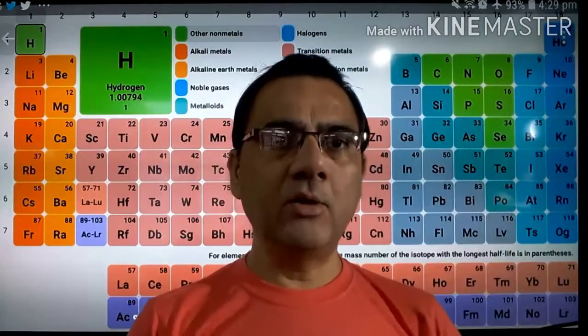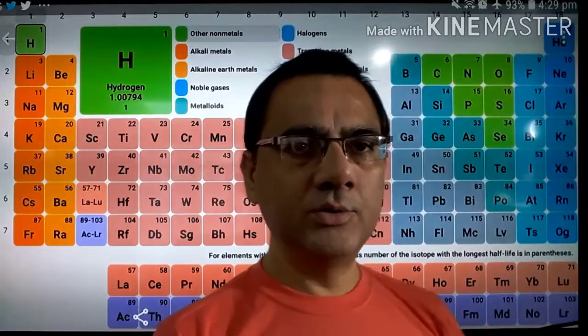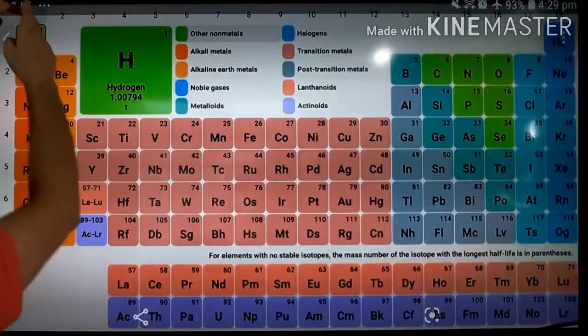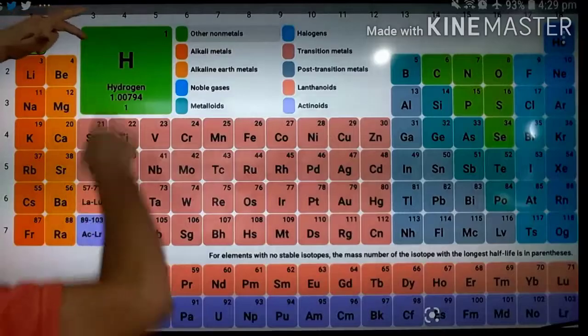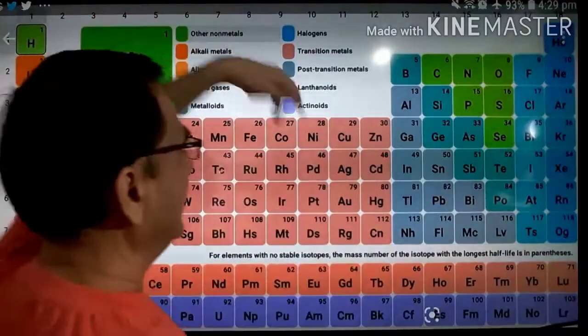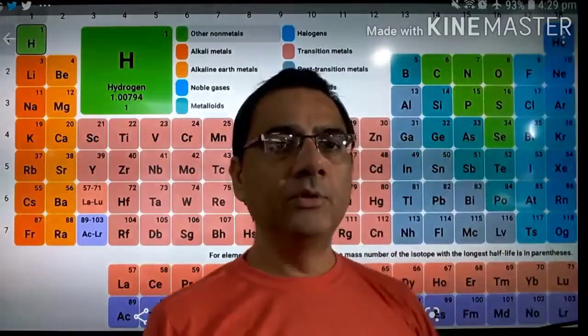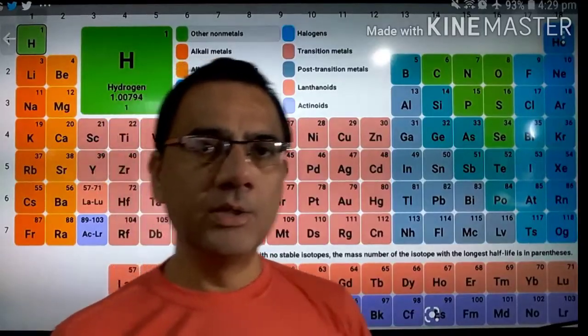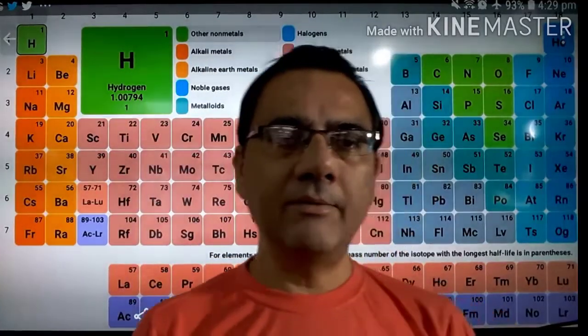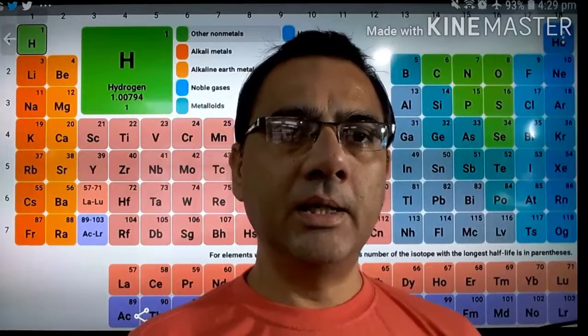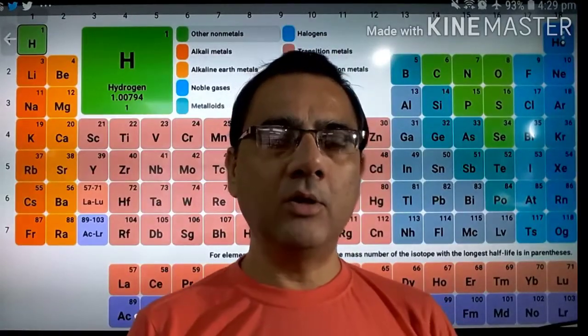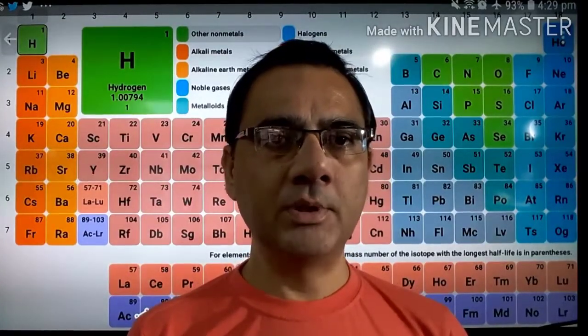Now see the vertical columns, how many vertical columns are there? So you see the vertical columns, this is vertical column 1, this is 2, this is 3, 4, 5, 6, 7 and till 18. Up to 18 vertical columns are there. So you must keep in mind, there are 7 horizontal columns, they are called periods, and 18 vertical columns and they are called groups.